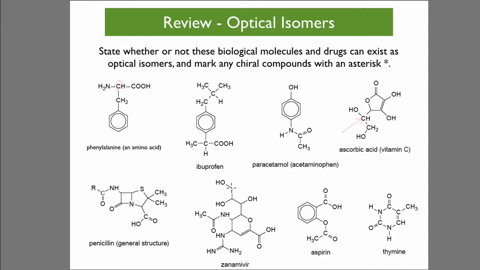Over here, that's 2 hydrogens, so no. This one, OH, this big group, H and H. There, this one's a chiral center. This one is a chiral center. So that one definitely is an optical isomer. Zanamivir. Aspirin, nope. So aspirin does not have any chiral carbons, so it is not an optical isomer. And over here, thiamine isn't either. Good.